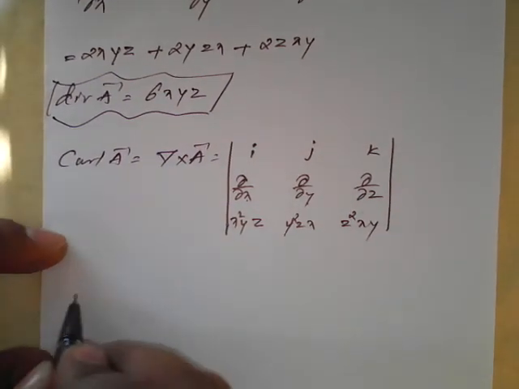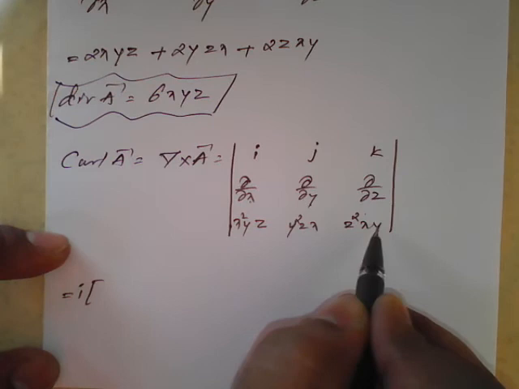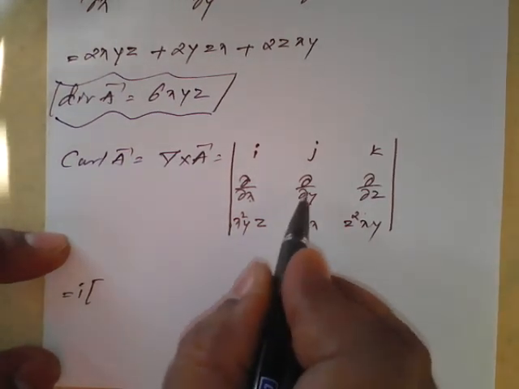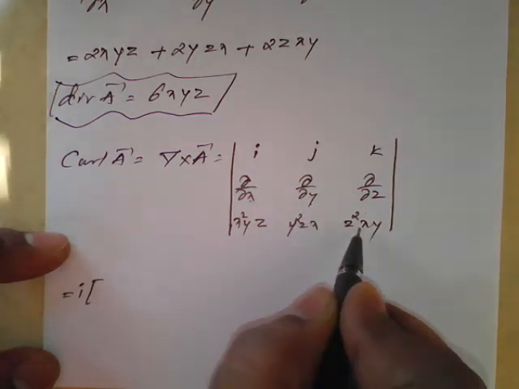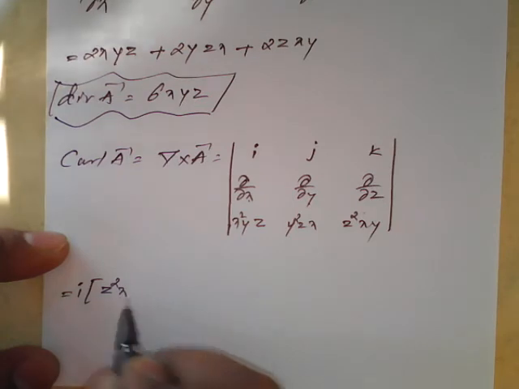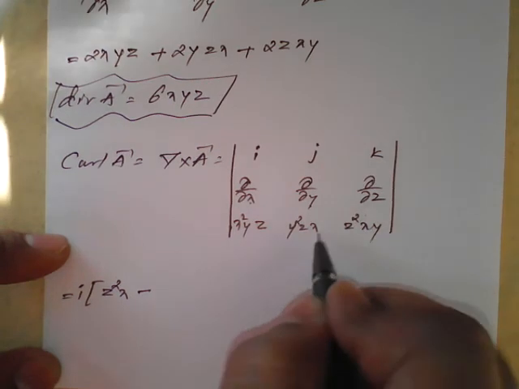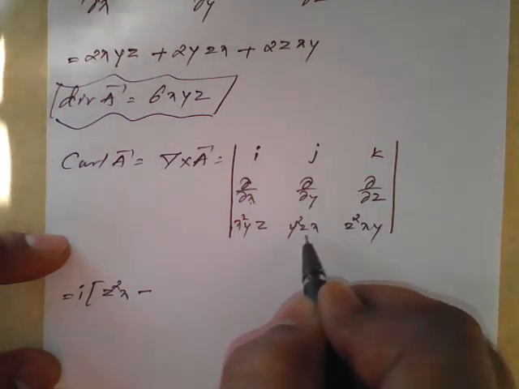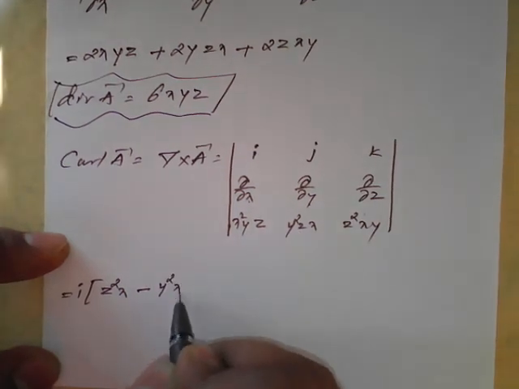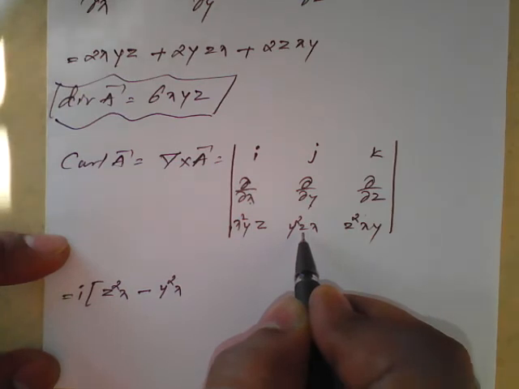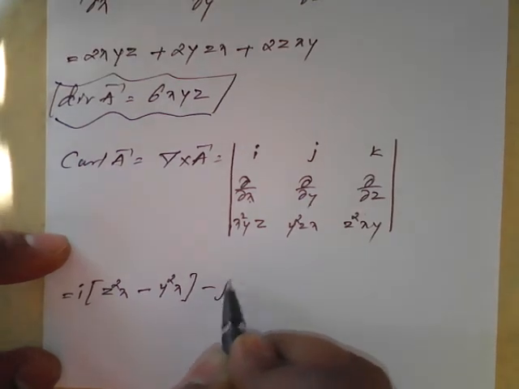The simplification of this determinant is i times the bracket. Dou by dou y of this term, I will go directly: the partial derivative of this term with respect to y is z square x, because y is 1. I am writing it directly. Formula, minus the partial derivative of this term with respect to z. Here z is 1 time, so at that time y square and x are constant, and the partial derivative of z with respect to z is 1. So y square and x are constant. Close it. Minus j times.